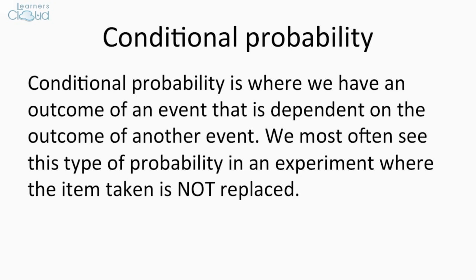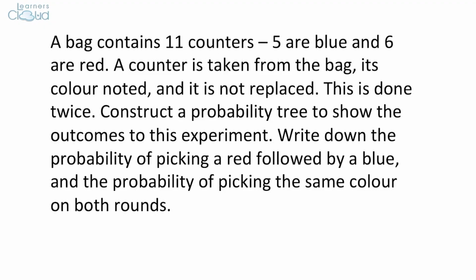The last type of probability we need to look at is conditional probability. Now, conditional probability, as the name suggests, is where we have an outcome to an event that is dependent on the outcome of another. And we often see this in experiments where something is not replaced. Let's take a look at an example of where we use both conditional probability and also probability trees.